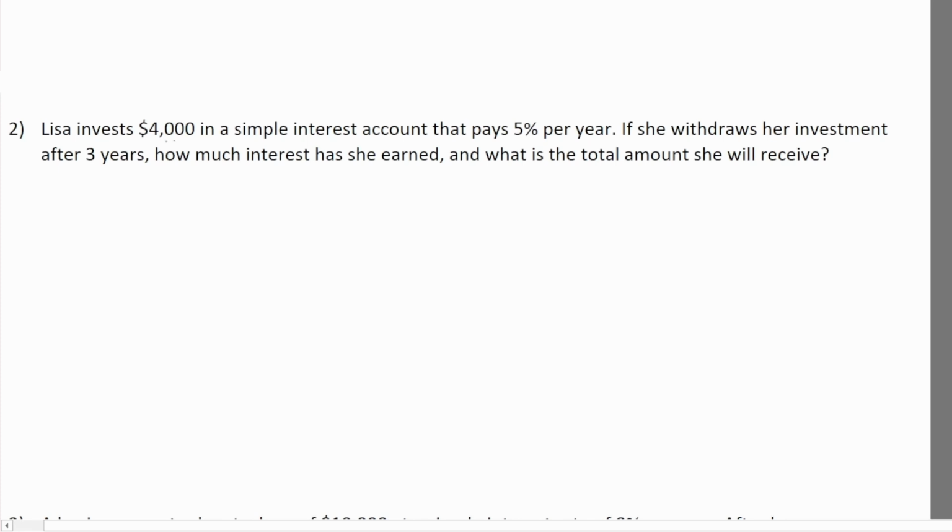Lisa invests $4,000 in a simple interest account that pays 5% per year. So this is the original amount and we're getting paid at 5%. So R is equal to 5. If she withdraws her investment after 3 years, how much interest has she earned and what is the total amount she will receive? Okay, so it's two things that we're being asked for in this question. Firstly, 3 years, this is the time. Okay, this is the time period.